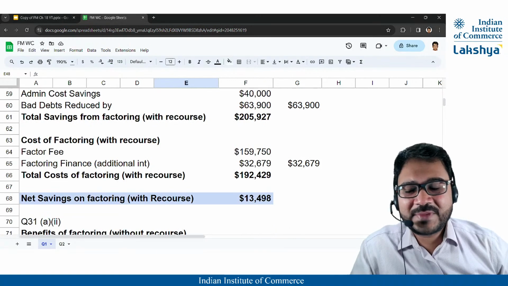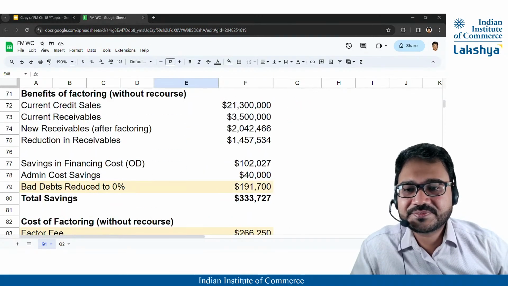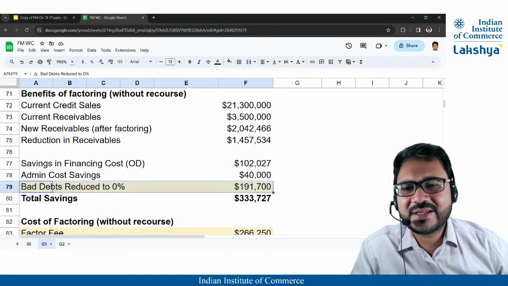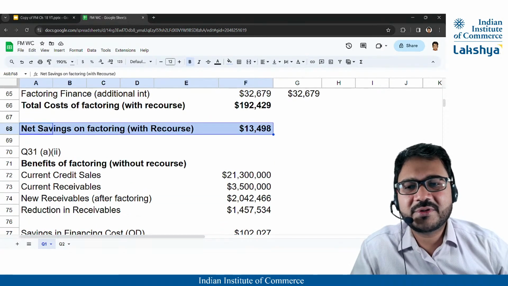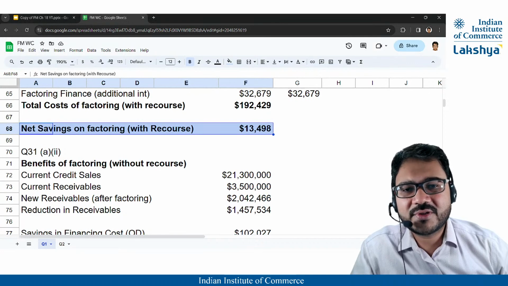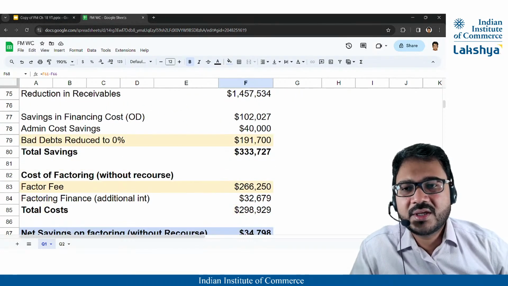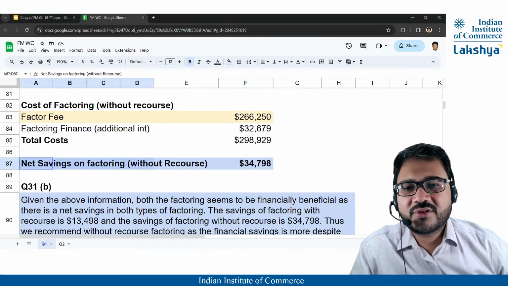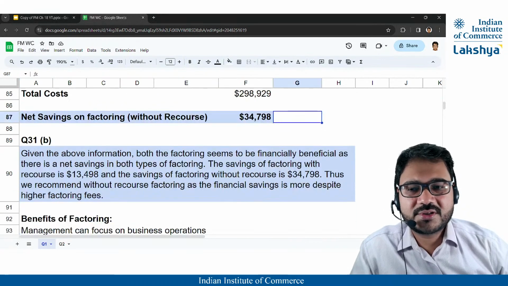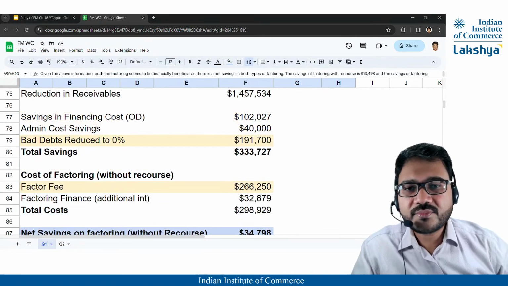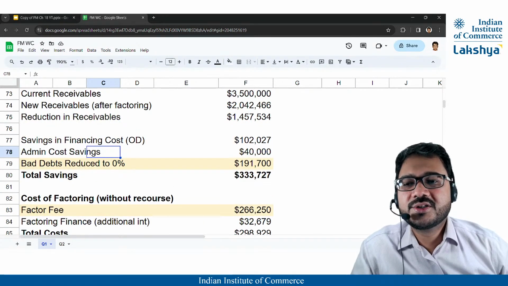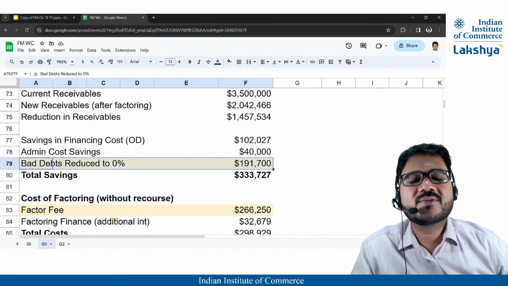Right. Anyways, I just highlighted that. You need not highlight this. You could just highlight this so that the examiner knows the net savings on factoring with recourse is this much, and the net savings on factoring without recourse is this much, and your final conclusion is highlighted. Anyways, coming back, I've just highlighted this one for you.